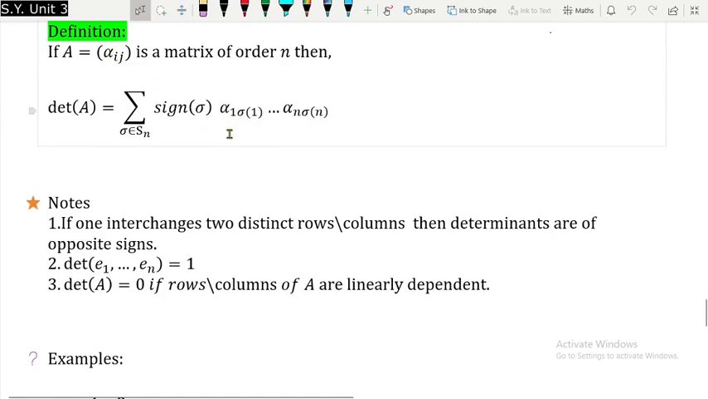Okay, so the question is how many terms this summation is going to have. It depends on the number of elements in Sn. So if the value of n is 3, then this summation is going to have 6 terms, isn't it? If it is 4, then 24. If it is 2, then it is 2, and that is how it goes, right?